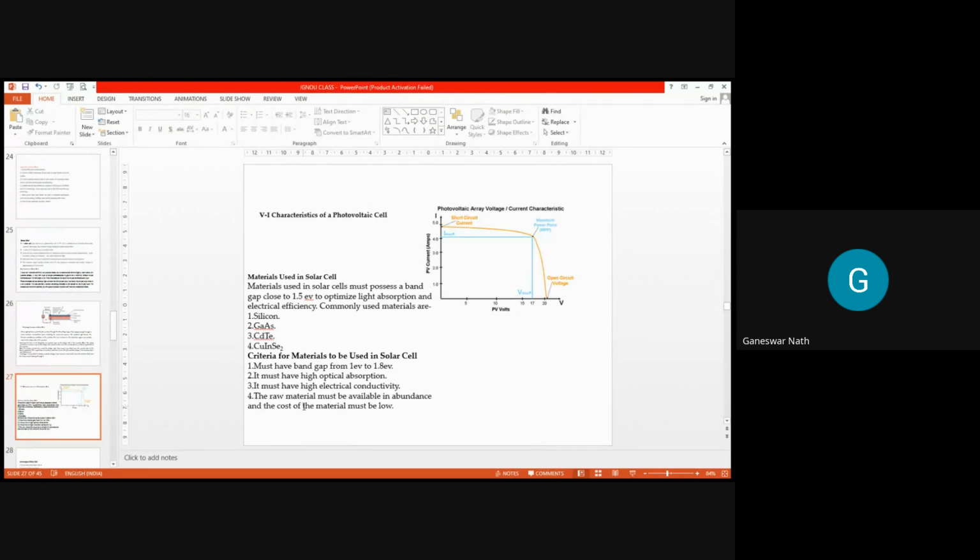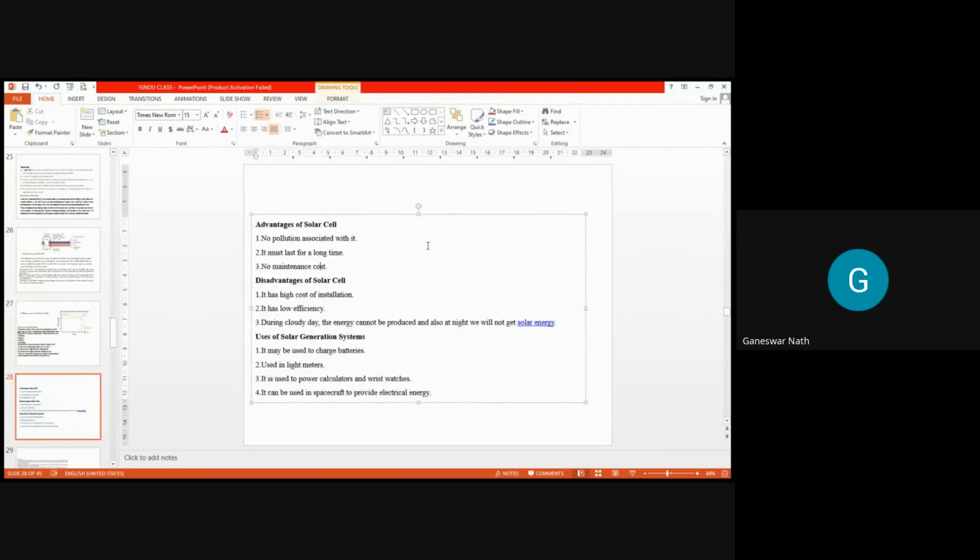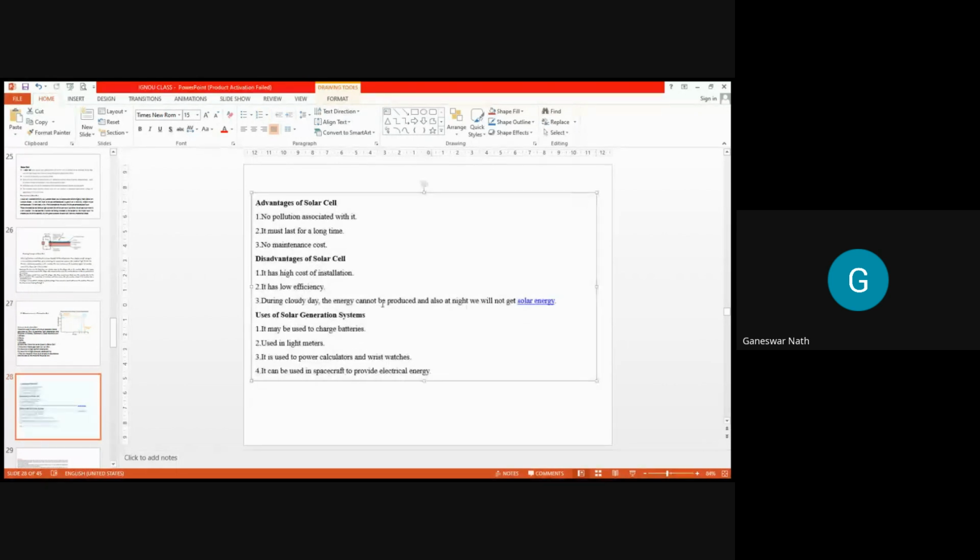So these are some of the criteria for selection of the materials to be used for making the solar cell. And these are some advantages I put for this solar cell, and some disadvantages.